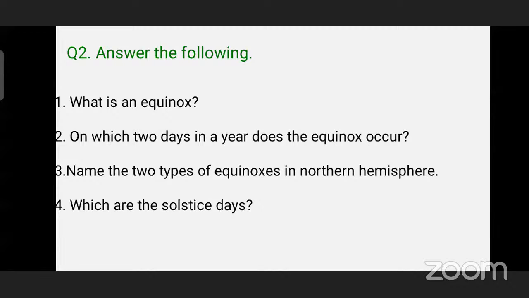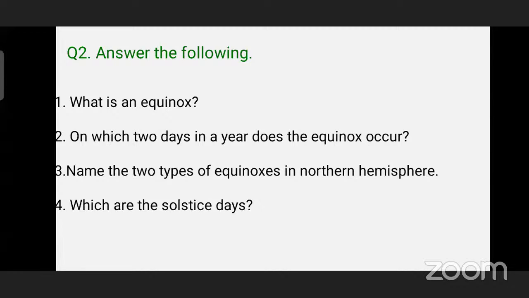We have named them after the season. Yes, students? Summer, winter, autumn, and spring. Okay, these are the four seasons, students. But I'm asking you about the equinoxes. So we have seen equinox means what?